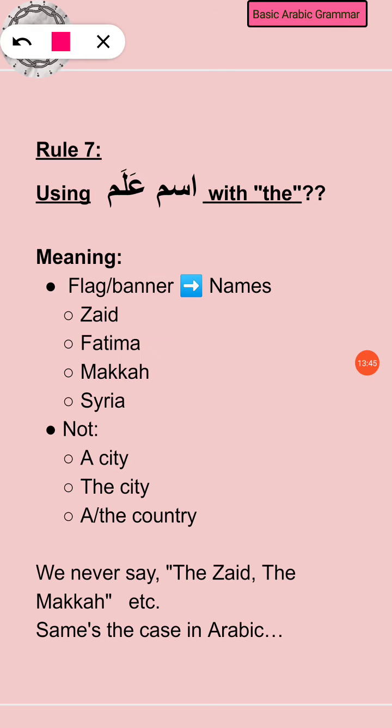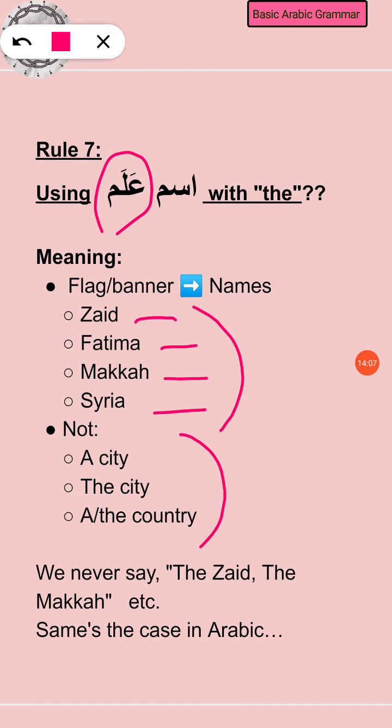So we have ism alam, which is a proper noun. We have names such as Zaid, Fatma, then we have Makkah, Syria. So all these are proper names. And what are proper names? They are the identification, or in short, ism alam. Now I just made a little comparison over here.